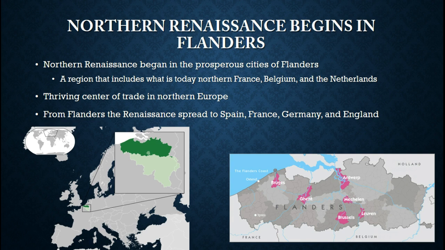Just like in Florence and other wealthy Italian trading cities, Flanders at this time had grown very rich from trade. It was one of the major trading regions of Northern Europe. Similar to Italy, the wealthy families of Flanders had extra money to spare and helped create an artistic revival in the area by becoming patrons of the arts. From Flanders, the Renaissance spread out to other areas of Europe, including Spain, France, Germany, and across the Channel to England.